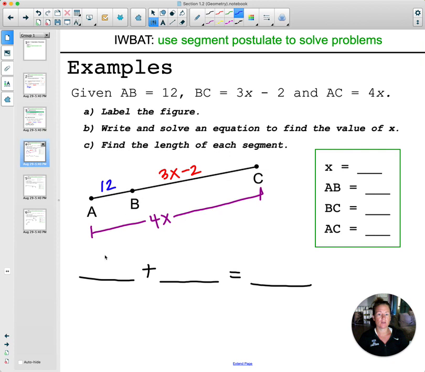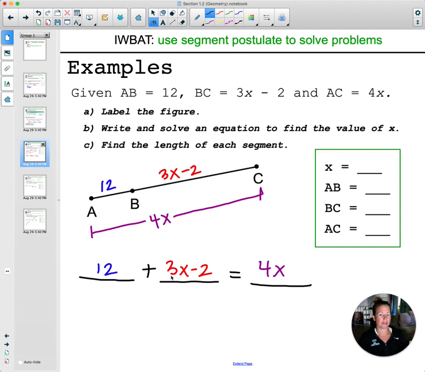So we've got these two smaller pieces here, 12 and 3x minus 2. Those are going to add together to equal the whole thing, and the whole thing is 4x. So whether you know the actual length or you have expressions for it, just plug it in. Now you're back to algebra 1, and you can just start simplifying.